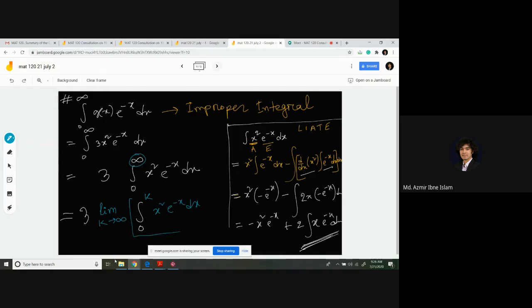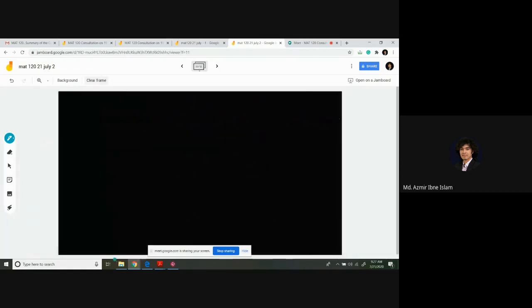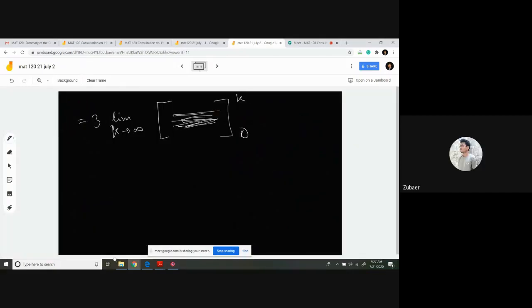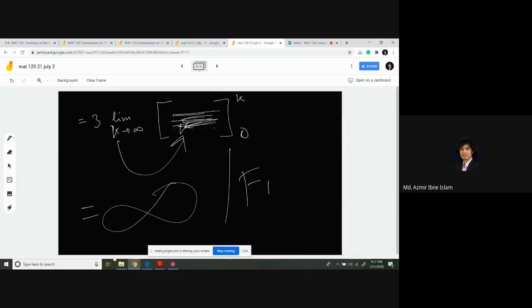So what you have to do here, let me take another place. Here you have limit k tends to infinity. Suppose finally you have the answer of your integration, and you have the upper limit k, lower limit 0. Now in upper limit, lower limit, and then finally input infinity. Your answer may be infinity, may be a finite value. So by this process you can go forward.